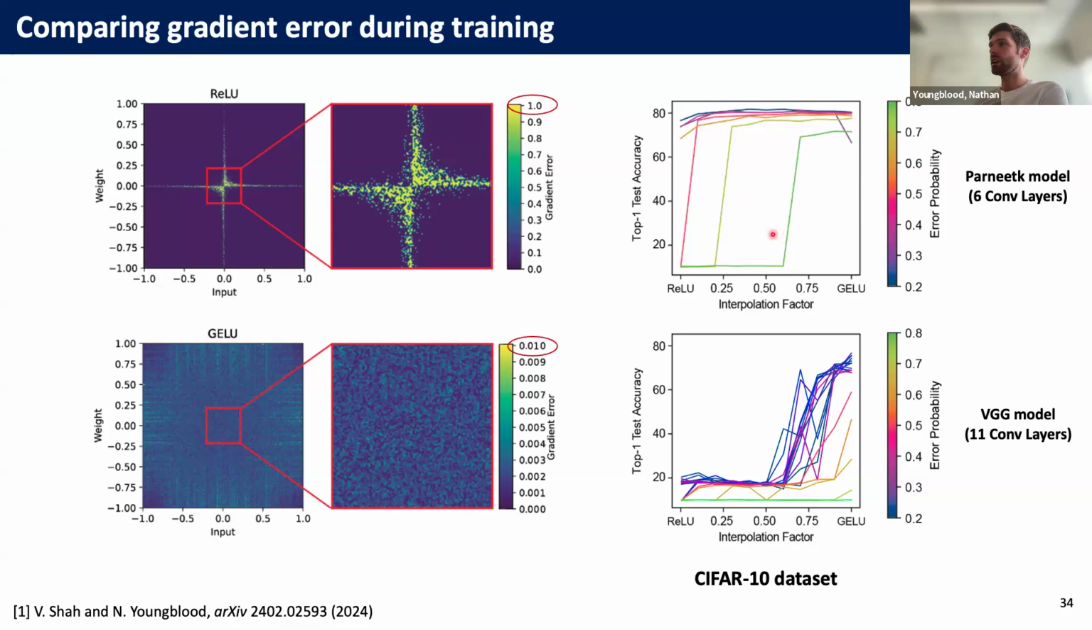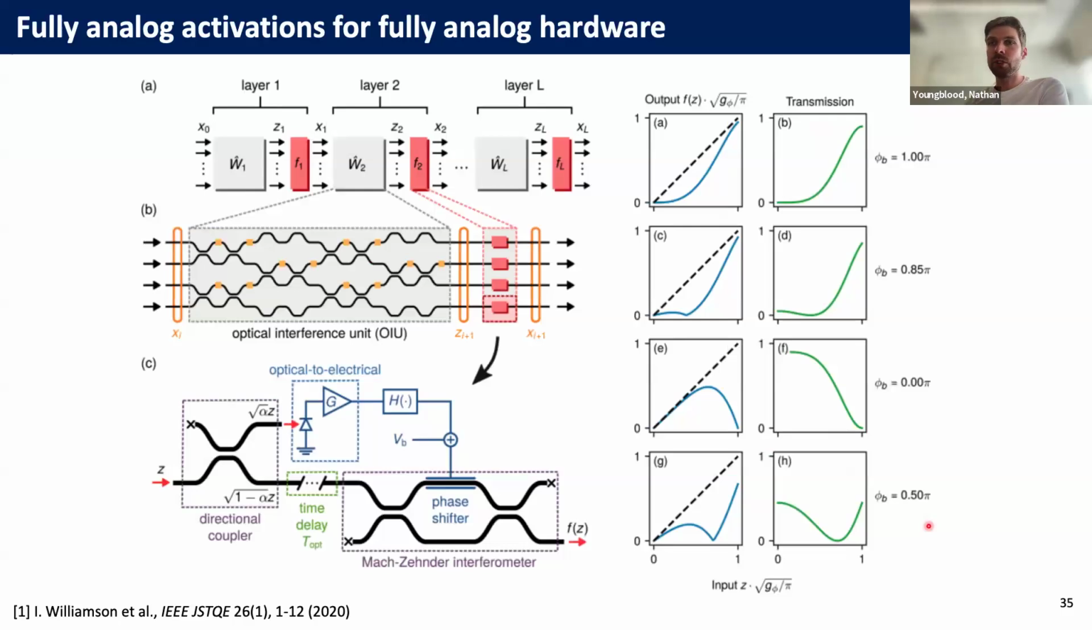GLU is able to train, whereas ReLU at some of these higher error probabilities is not able to train at all. And with a more complicated model, for example a VGG model with 11 convolutional layers, the results are much more pronounced. GLU is able to handle some amount of error, up to about 0.4, or 40% error probability, whereas ReLU is not able to train at any of these values. This is all for the CIFAR-10 dataset. I think this is a good sign for optics and analog neural networks in general, where it's quite difficult to implement a perfect ReLU function in the analog domain, and it's much better to do something that is fully analog and therefore continuous. And our results seem to indicate that it doesn't really matter.